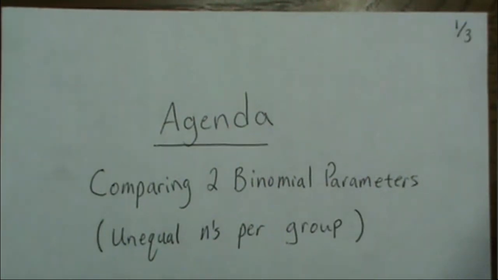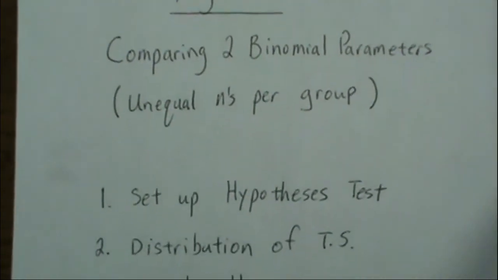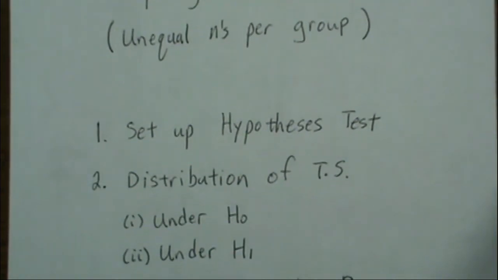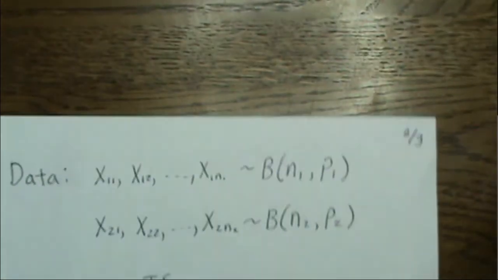This is the agenda for comparing two binomial parameters, and we're going to be in the unequal n's, or unequal sample sizes per group. We're going to set up the hypothesis, look at the distribution of the test statistic under the null and alternative, and then we'll illustrate this within R.